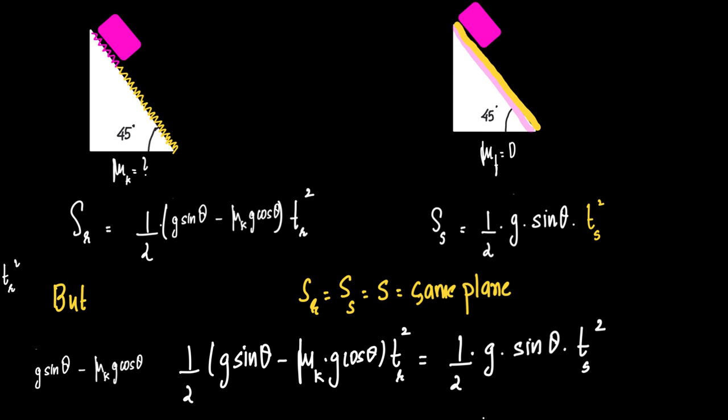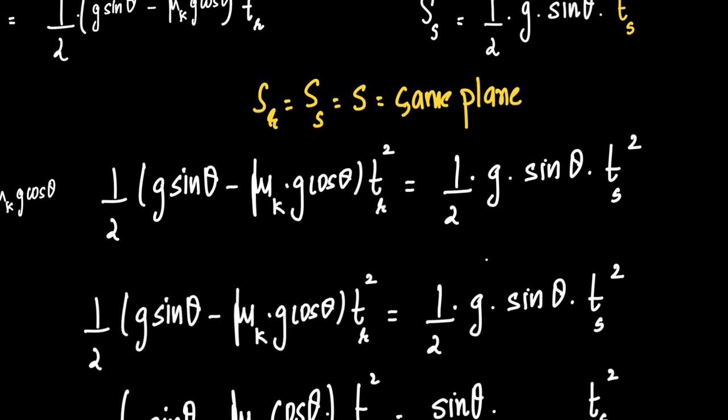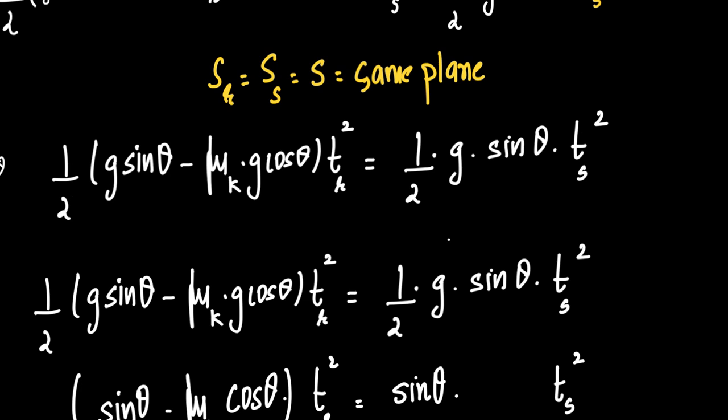Now in both the cases, the block is the same, the inclined plane is the same, which means this distance d is the same. This inclined distance d is the same. Therefore, we can say that SR, displacement along the rough, should be equal to displacement along the smooth, should be equal to d, or both of them can be equated, right? And we just found these two displacement time equations. Being the same plane, SR is equal to SS, which means these two equations can now be equated. What we get is half into g sin theta minus mu k g cos theta TR square is equal to half into g sin theta TS square.